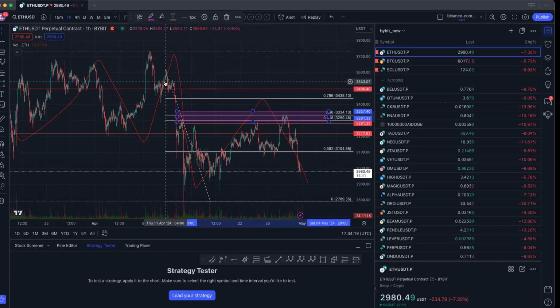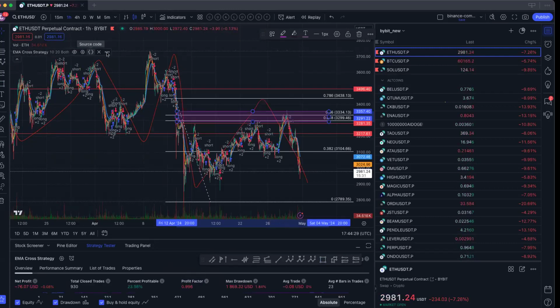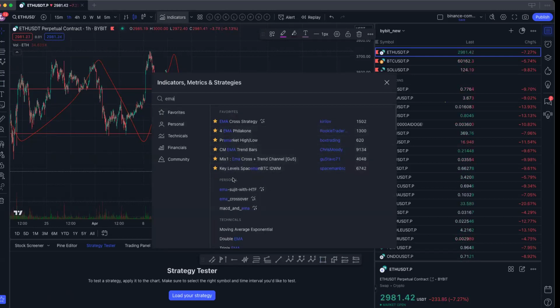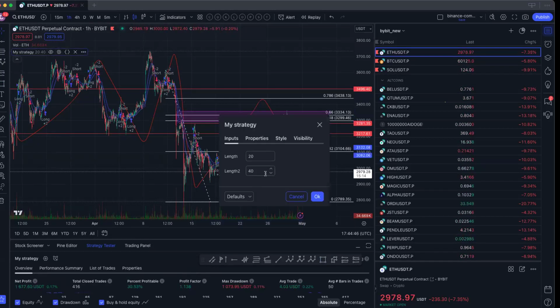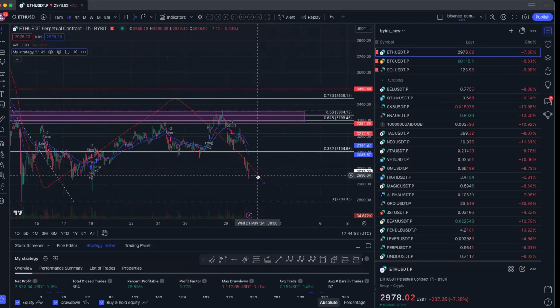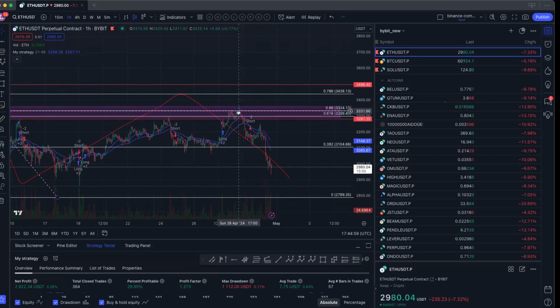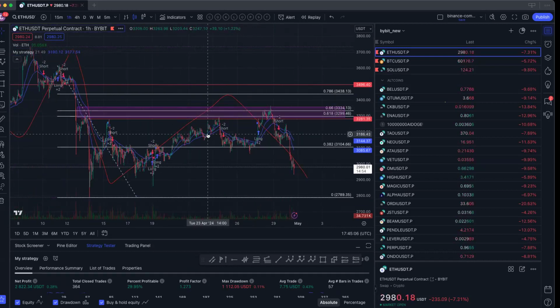Let's say I will draw the EMA. Okay, let me draw the EMA indicator. Strategy 21 and 50. Okay. Now we don't have a confluence here for the EMA. Let's look for the confluence.